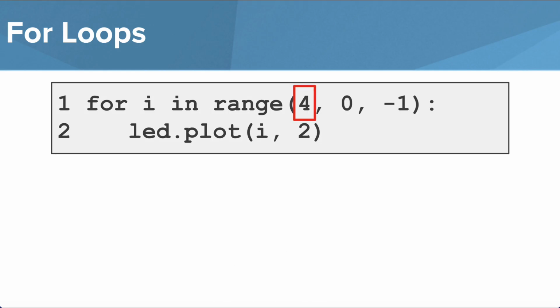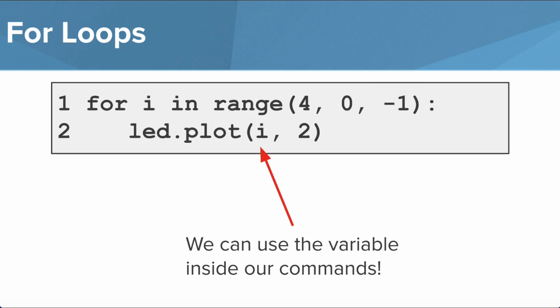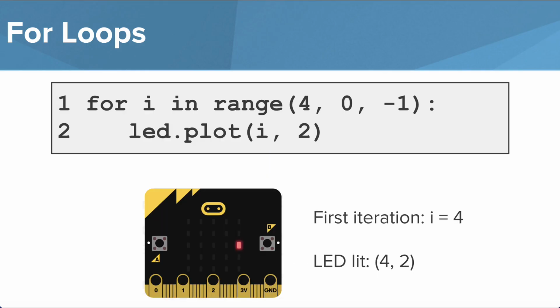Let's take a look at another example. If we had this for loop, our variable i is starting at 4, continuing to, but not including, 0, and subtracting 1 from its value each iteration. Every time the loop runs, the LED at coordinate point i, 2 is lit. On the first run, i has a value of 4, so the LED at 4, 2 is lit.